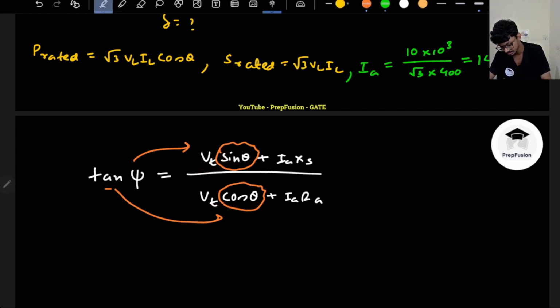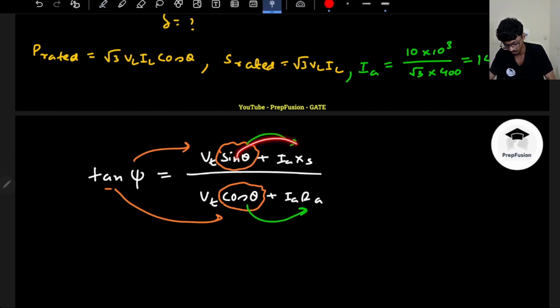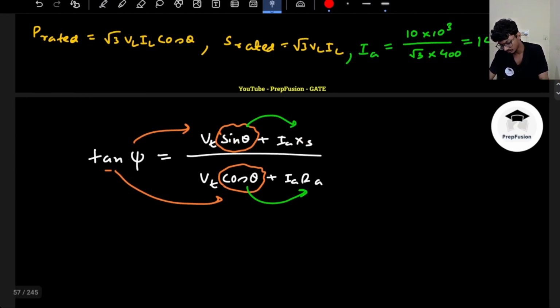With sine, the excess will always be there, and with cos, the real component, that is Ra, will be there. With sine the imaginary component will be there, with cos the real component will be there. So this is how you can remember the formulae. Okay, and what is psi equal to?